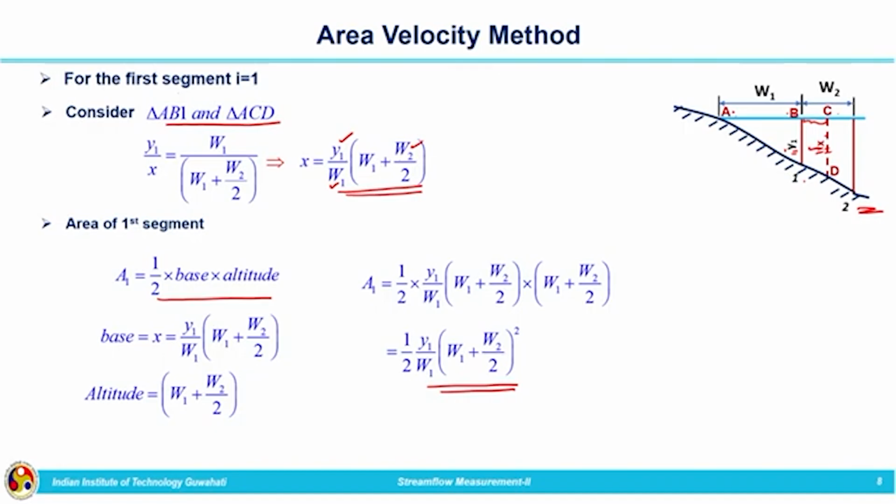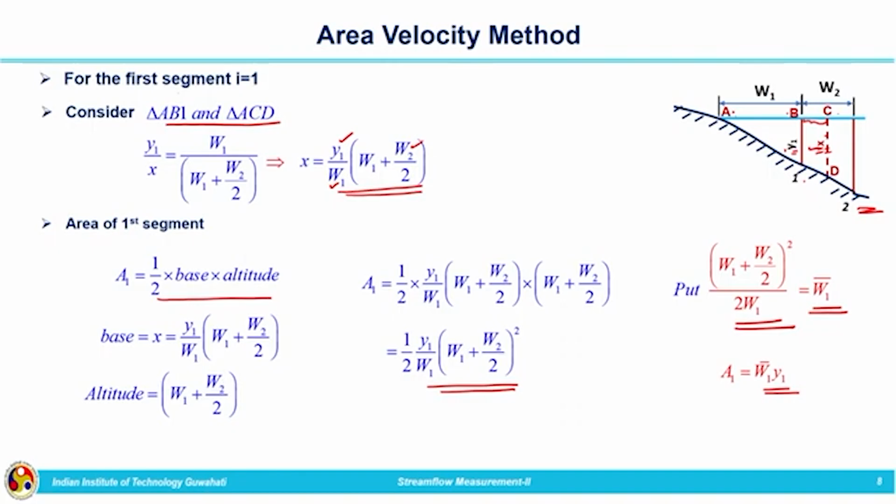This area expression can be simplified by substituting (W1 plus W2 by 2) all square by 2 W1 as W1 bar. So, we can write A1 is equal to W1 bar multiplied by Y1. That is just as in the rectangular case, where we calculate area as depth into width. Here, the width is not obtained directly from the figure; we need to calculate it. That expression is given by (W1 plus W2 by 2) all square divided by 2 W1, which gives the width for the triangular section.